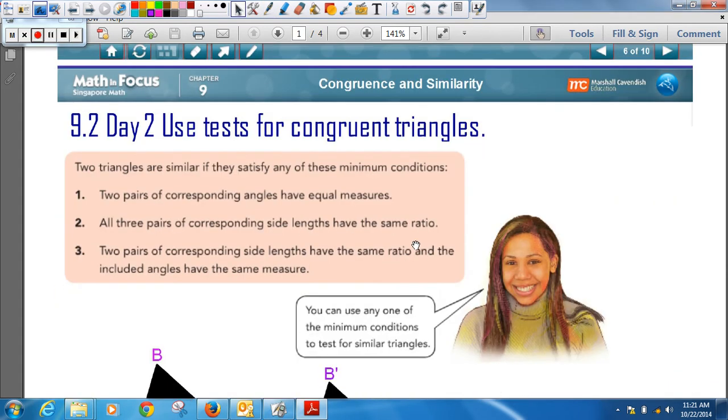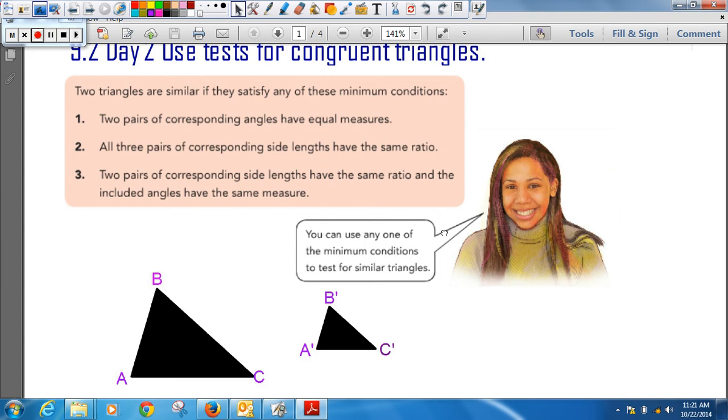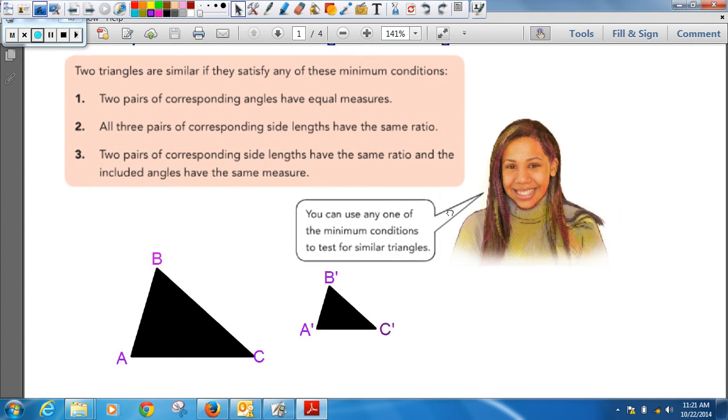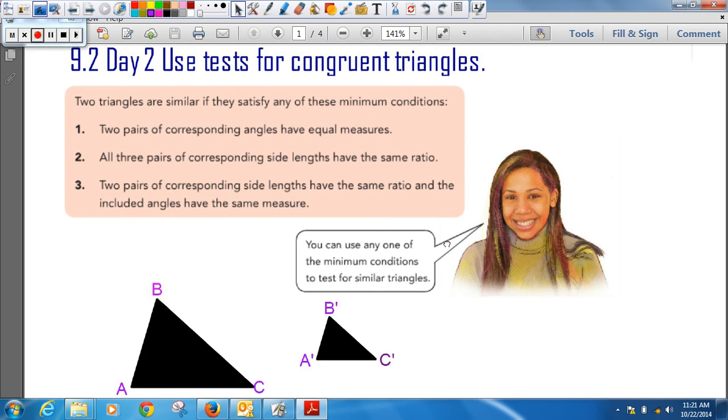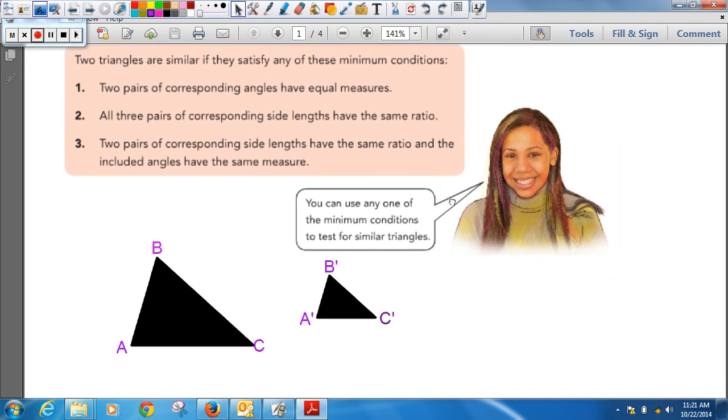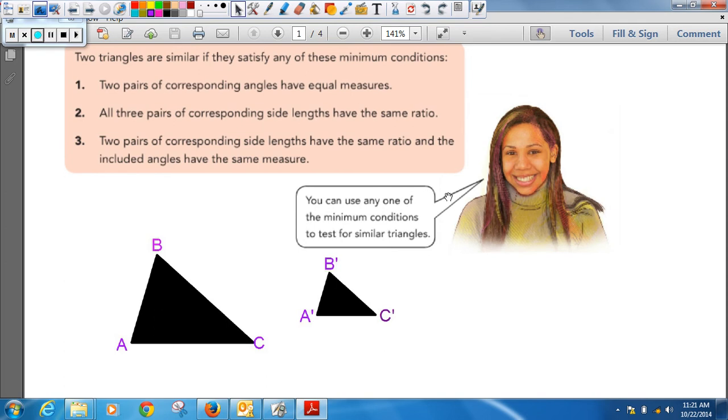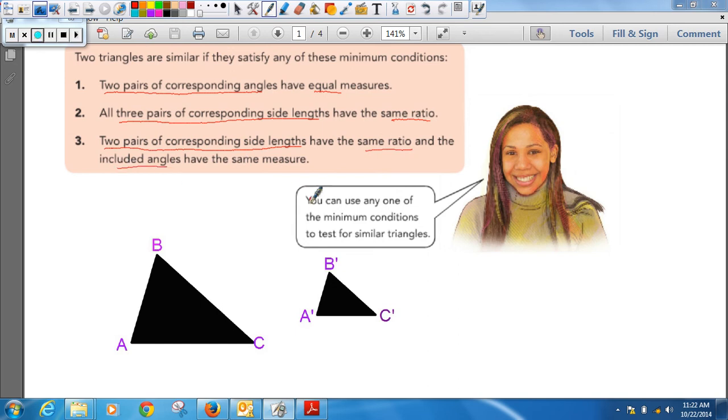Okay, with that said, now we can do the following. It says use the tests for similar triangles. These are similar triangles. So up above we are talking about similar triangles, and down here we are as well. Two triangles are similar if they satisfy any of the 3 conditions. 2 pairs of corresponding angles are equal. All 3 pairs of corresponding side lengths have the same ratio, or 2 pairs of corresponding side lengths have the same ratio and the included angles have the same measure.